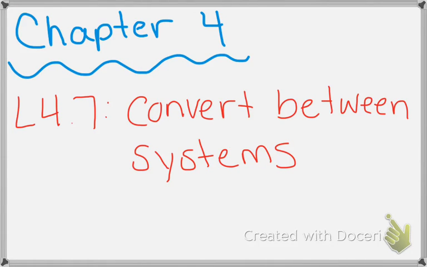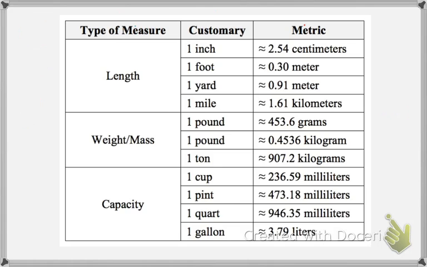Okay, this is chapter 4, lesson 4.7, convert between systems. So converting between systems, we're going to be converting between the customary system and the metric system and vice versa. Here's a chart, and it gives you some conversions between the two. For example, for length, 1 inch is approximately 2.54 centimeters, and so on. We're going to be using this to help you out as far as the conversions go.